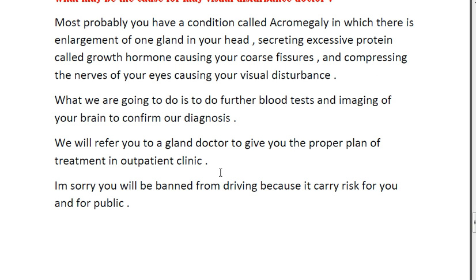Driving, of course. If the patient is driving and he has visual disturbance, don't forget the issue of driving here. I'm sorry, you will be banned from driving because it carries risk for you and for the public, and you have to inform the DVLA about your condition. Don't forget driving in a case where the patient has visual disturbance, please. Very, very important.